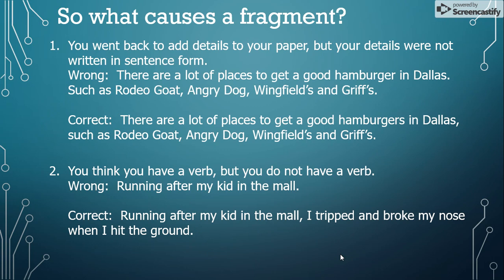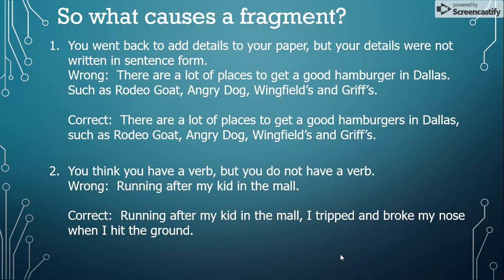So, why do fragments happen? There are a couple different reasons that we're going to talk about today. The first happens when you go back to revise your paper. You found a really good sentence in your essay, but you realize you left some information out. And so you go back and you add that information in. And sometimes when we add that information in, we don't put it in sentence form.